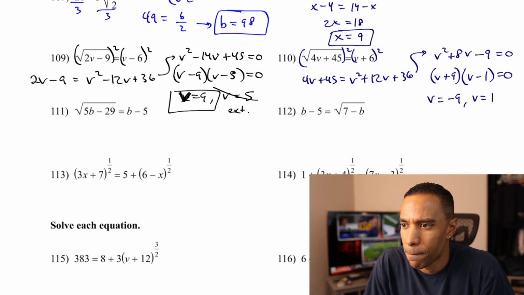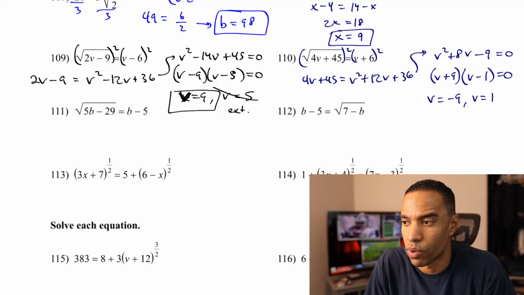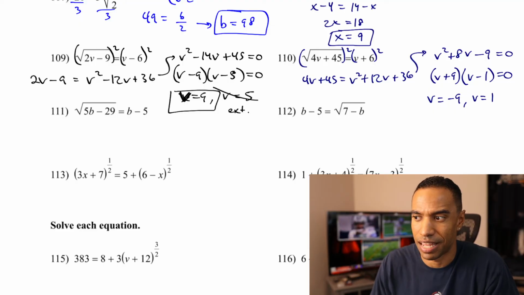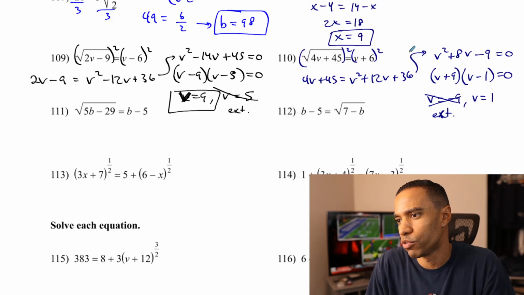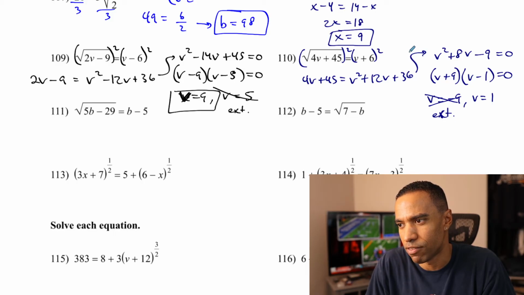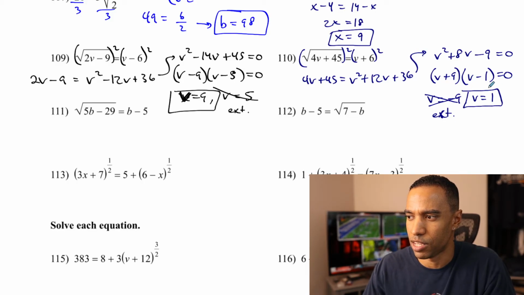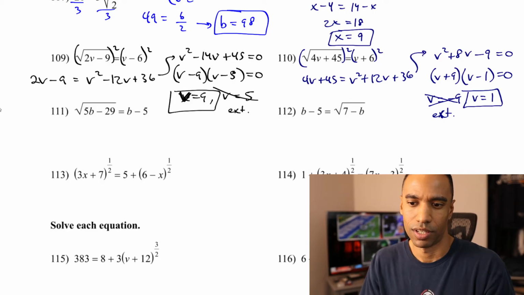Negative 9 times 4 is negative 36, plus 45 is 9. Square root of that is 3. Negative 9 plus 6 is negative 3. Negative 9 does not work. That is extraneous. Now 1: 4 plus 45 is 49. Square root of that is 7. 1 plus 6 is 7. That checks out. v equals 1 works.